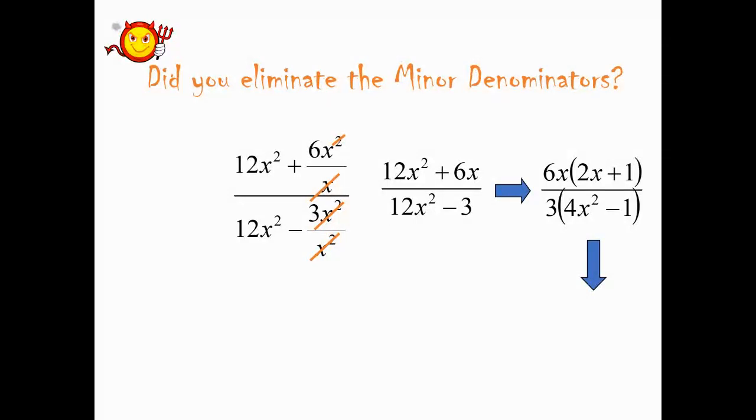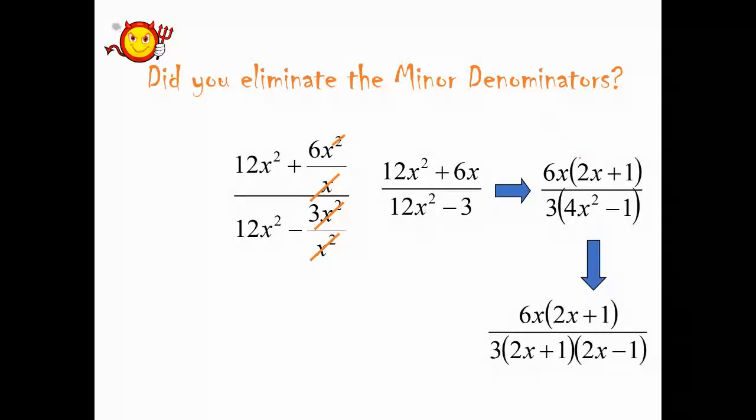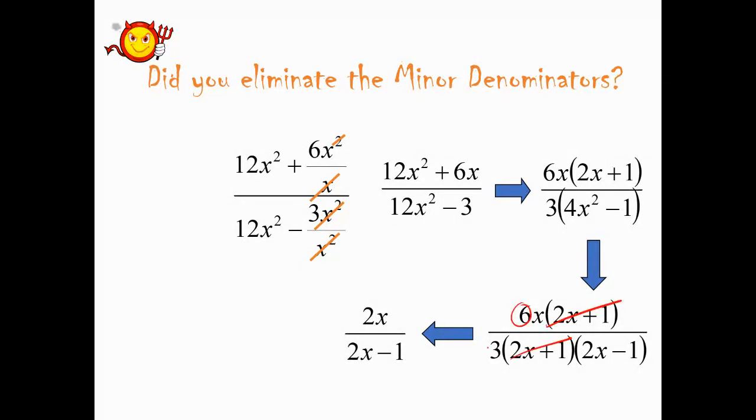Can actually factor the denominator more, right? Difference of squares. 4x squared, difference of squares. So what now cancels? What simplifies? I'm left with 2x over 2x minus 1, right? So these canceled out, and then 6 divided by 3 is 2. So those canceled out and became a 2. So that's where I've got 2x divided by 2x minus 1.